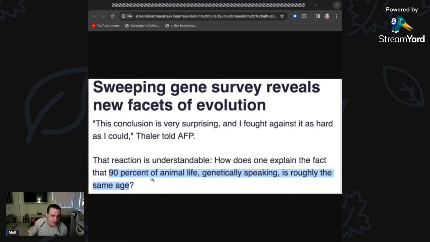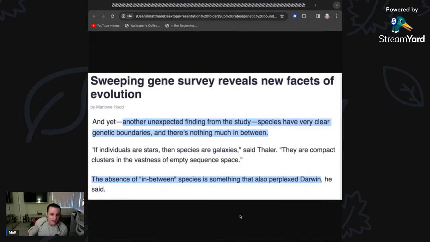Then we get into these sweeping gene surveys that also countered any predictions that were ever done by Darwinism. 90% of all animal life, genetically speaking, the same age. They didn't expect to look over and see aquatic life and land life all exactly the same. Another unexpected find of the study was species have clear genetic boundaries. They have independent lines of ancestry going all the way down independently. There's no convergence on these common ancestors going back in time.